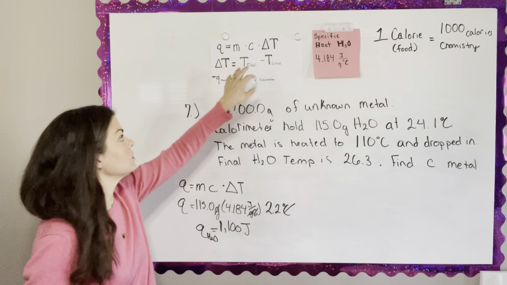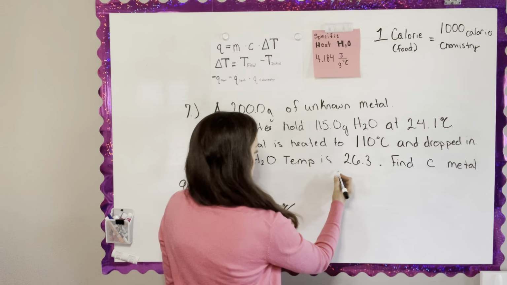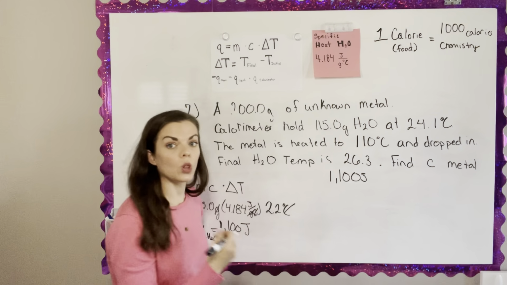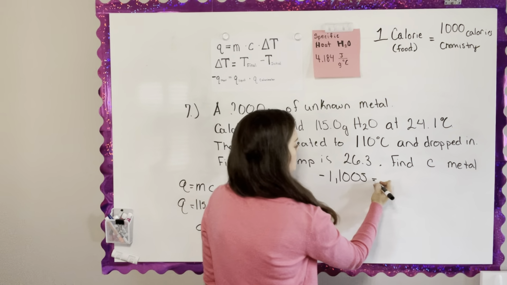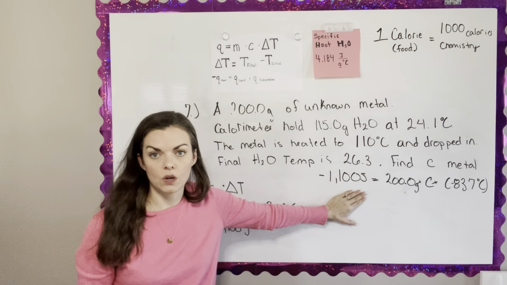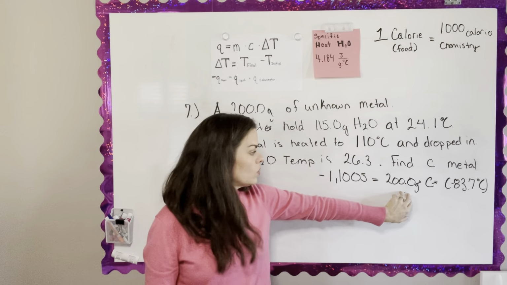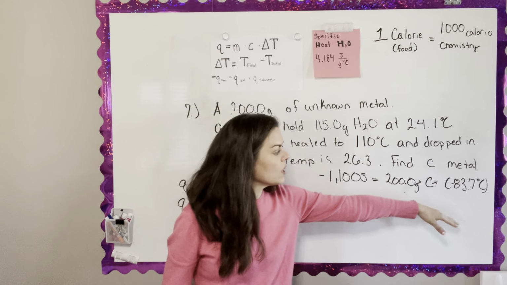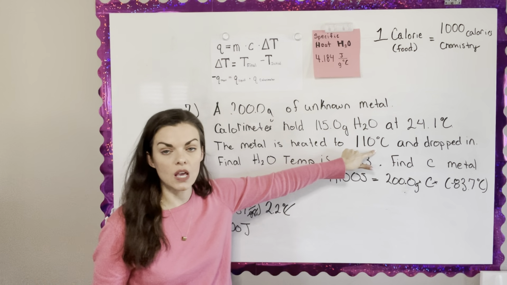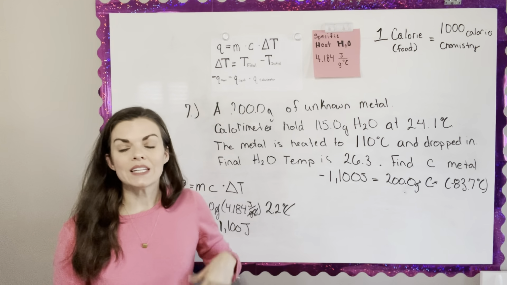Now I want to find Q equals MC delta T for the metal object. So I know the Q because the metal lost heat, so it's negative. The mass of the metal is 200 grams. So I'm going to put in joules 1,100. It is negative because it's losing the heat. Then I know the chunk of metal has 200 grams. C is what I'm solving for. And the temperature change for the metal is 83.7 and it's negative.